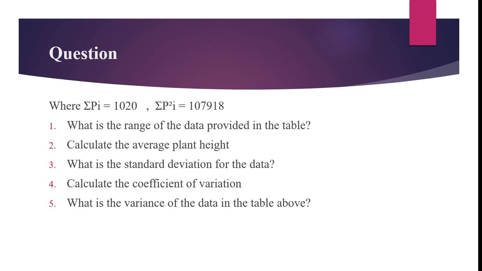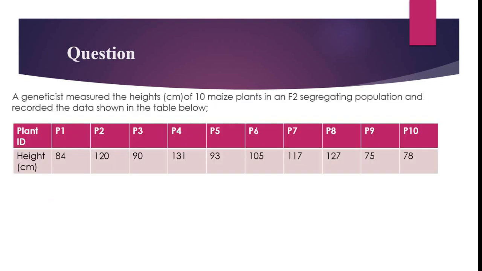So in the first question, you have to calculate the range of the data provided in the table. Range is a measure of dispersion. To calculate range, we usually determine the highest number in the distribution. The highest number here is 131, exhibited by the fourth plant, and the smallest number in the distribution is 75, which is exhibited by the ninth plant.